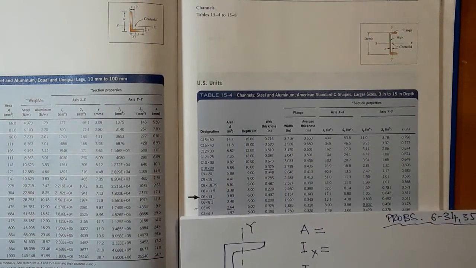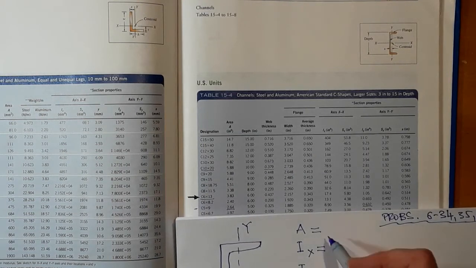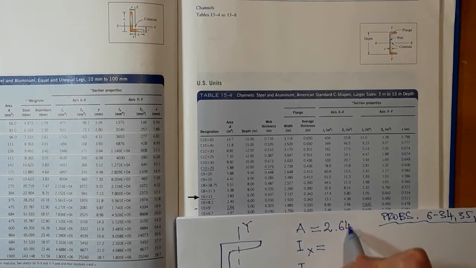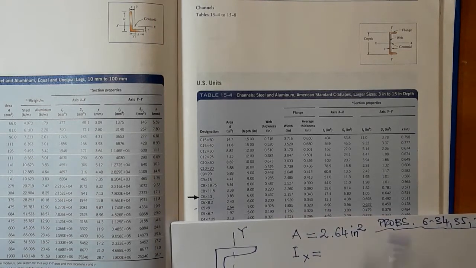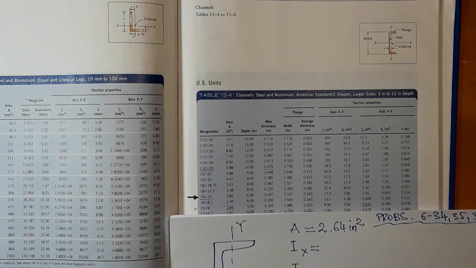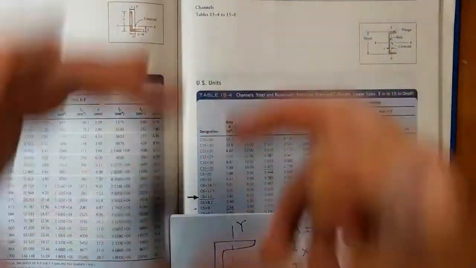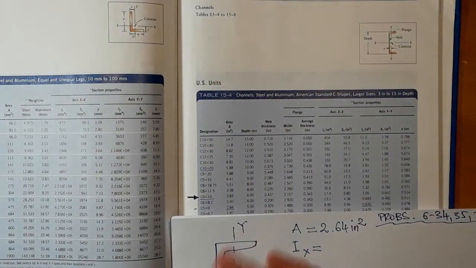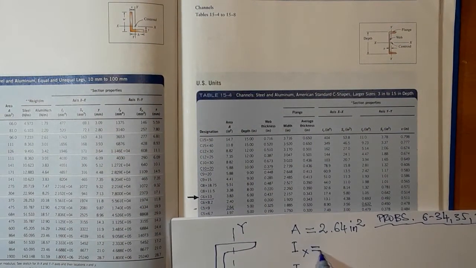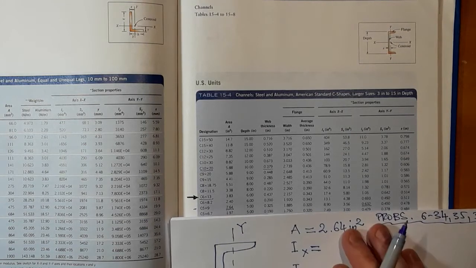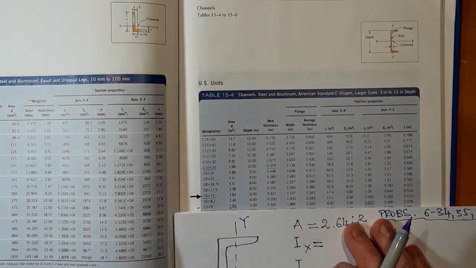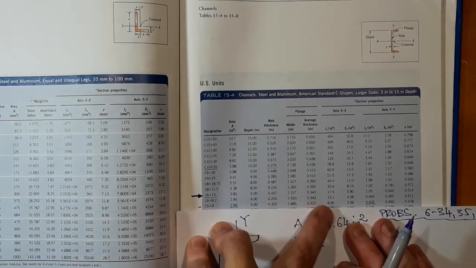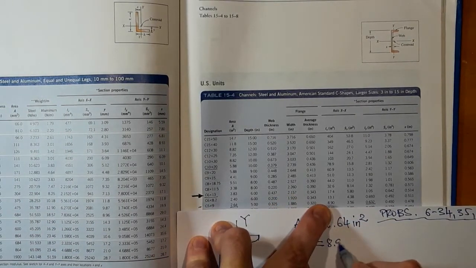Okay, so from the table on page 813, area is 2.64 inches squared. Area moment of inertia about the x-axis. This will be for the channel buckling in the YZ plane, Z being the longitudinal axis. So when buckling in the YZ plane, the Ix is used, and this is 8.90 inches to the power 4.